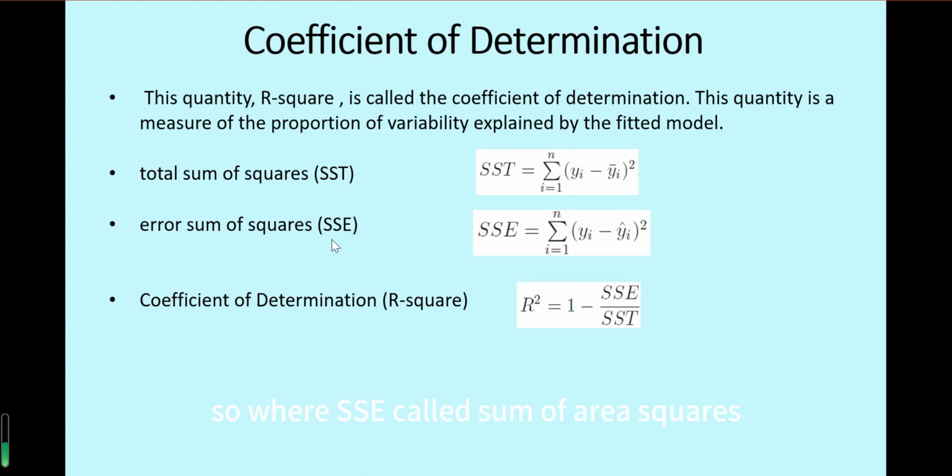SSE, called sum of error squares or error sum of squares, is the sigma of the square of the y variable minus the y hat. Y hat is the fitted value. So this is the error term. Then take a square, then sigma for all the observations. And SST is all the y values minus the y mean value, mean of y, then take a square, then take a sigma for all the observations.